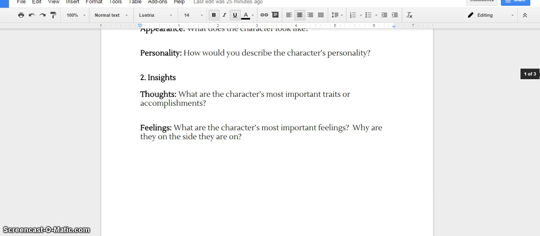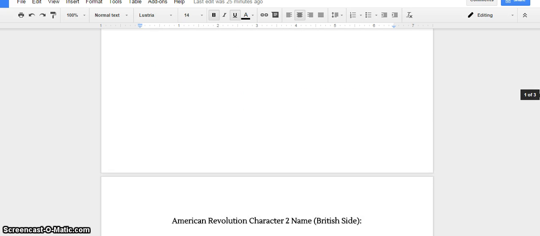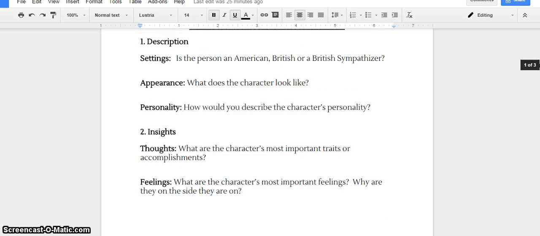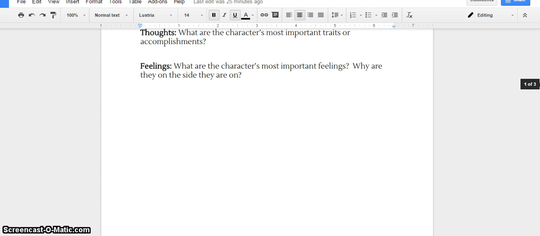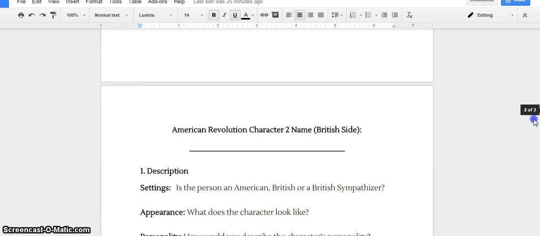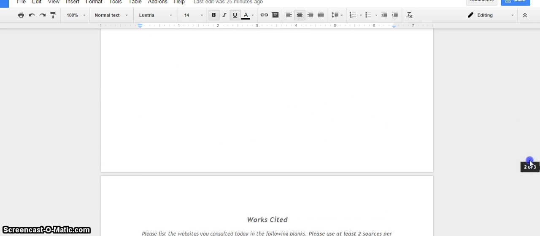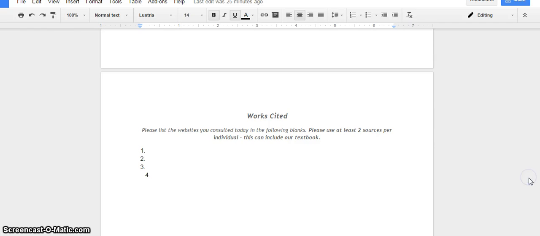And then what are their most important feelings? Why are they on the side that they're on? So those are the questions you're answering. There are 5 total for both your American and your British person. And then at the end, you're going to just tell me which websites you used, because we need to use at least 2 websites per person today, okay?